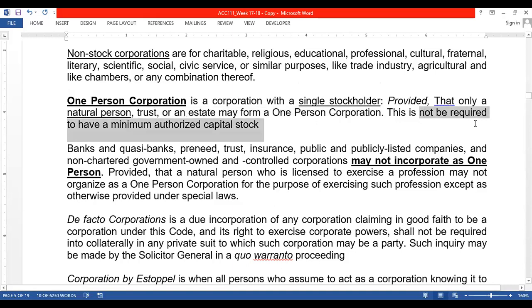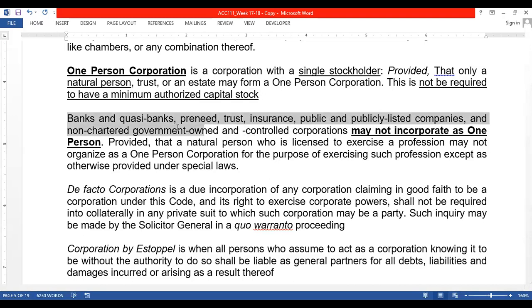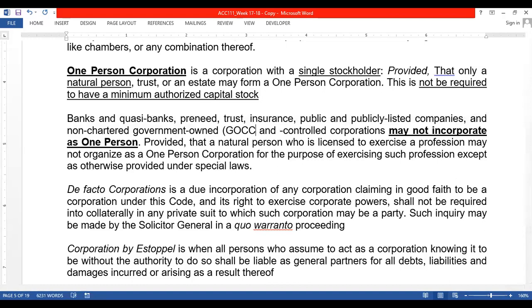So, this is not required to have a minimum authorized capital. So they are not required to have minimum required authorized stock by the Securities and Exchange Commission. And then, aside from this one, banks, quasi-banks, pre-need, trust, insurance, public and even publicly listed companies, unchartered and even government-owned. So example ng mga government-owned corporation, guys, yung mga GOCC, like SSS, di ba? Those are examples of GOCC.